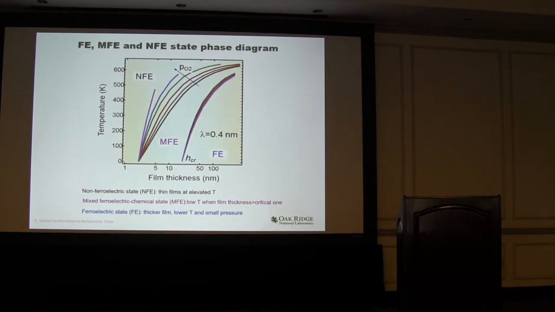And if we plot all of them into a phase diagram, the temperature and film thickness dependence of this diagram, we clearly see boundaries separating three different states. The non-ferroelectric state is usually ascribed to much thinner films at elevated temperatures. The ferroelectric state is usually stable at thicker film and lower temperatures. The mixed ferroelectric state lies in between these two states when the film thickness is larger than a critical one.